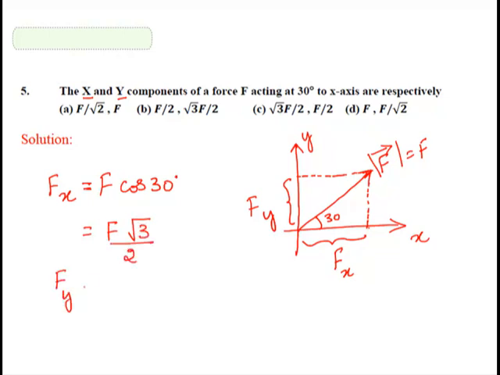Similarly, Fy is F sin theta, because this is opposite. You are taking the opposite side. This side and this side are one and the same. So F sin theta is equal to F sin 30 degree, which is equal to F into 1 by 2. So Fx is root 3 F by 2, Fy is F by 2. So which could be the right option here? C is the right option.